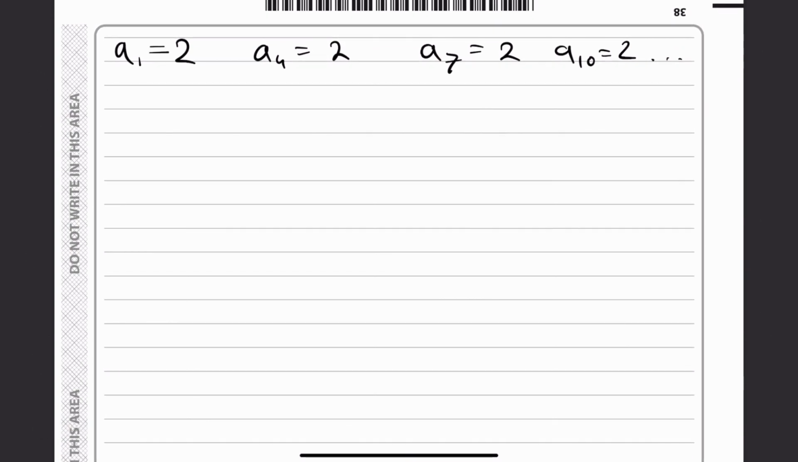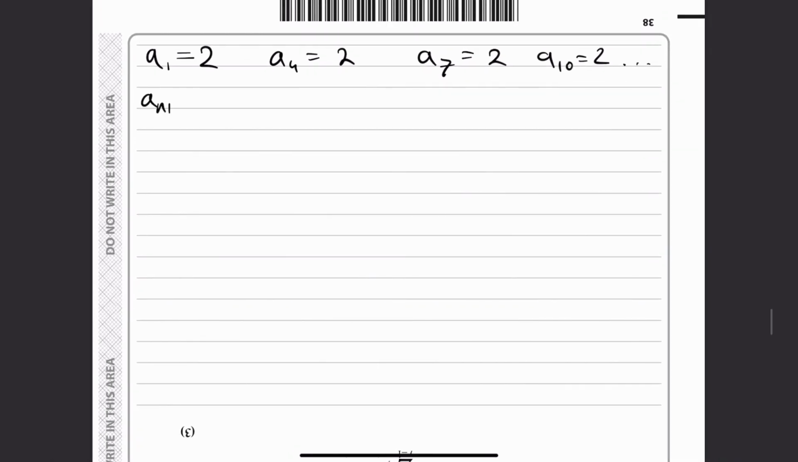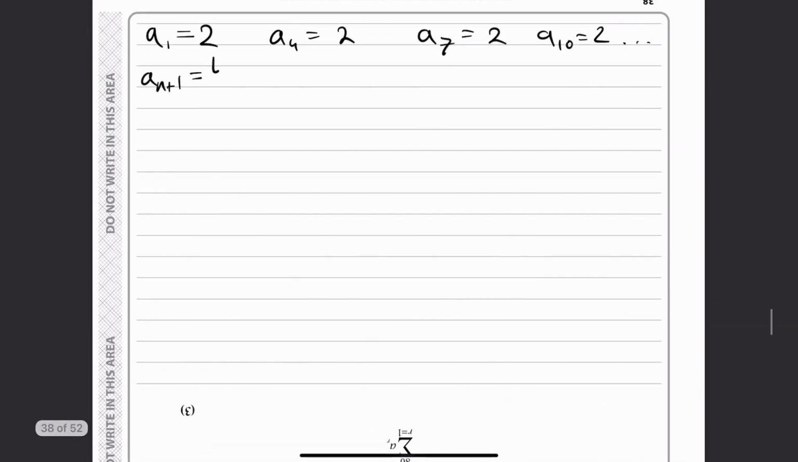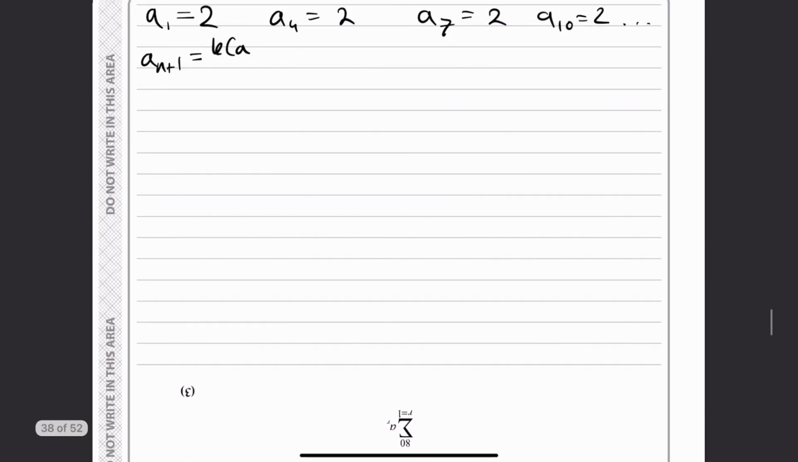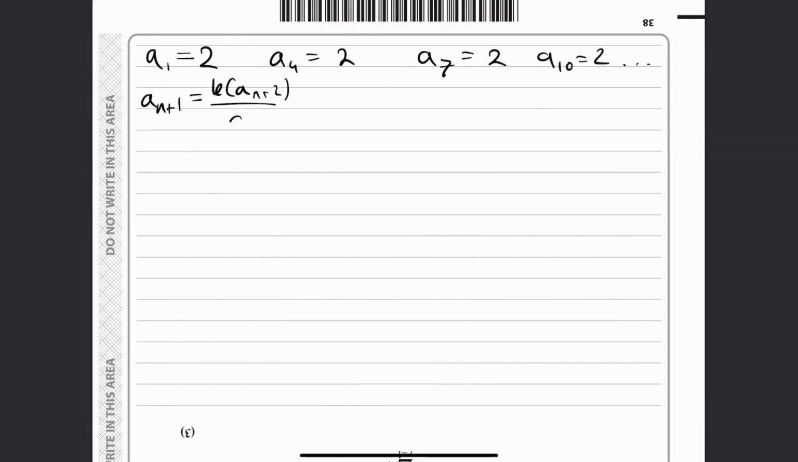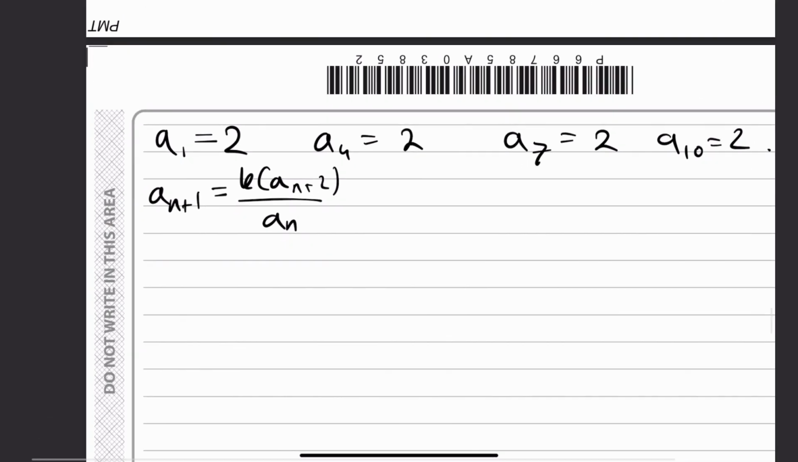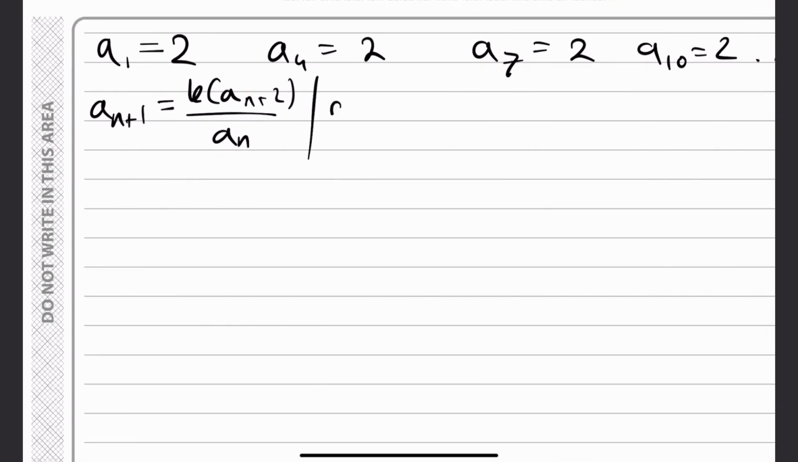So what I'll do is I'll probably just try and get A of 4 in terms of A of 1. So let's write down the formula. A of n plus 1 is equal to k times (an plus 2) over an. Okay, so we've got A of 2 is just going to be k times A of 1, which is just 2 plus 2 over 2. So that's 4k over 2, so 2k.